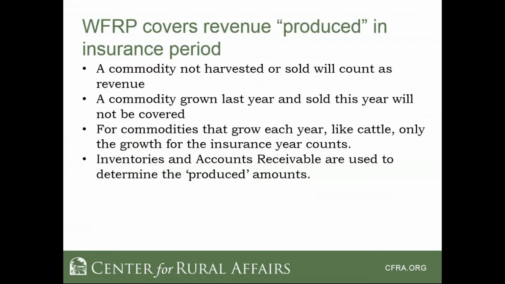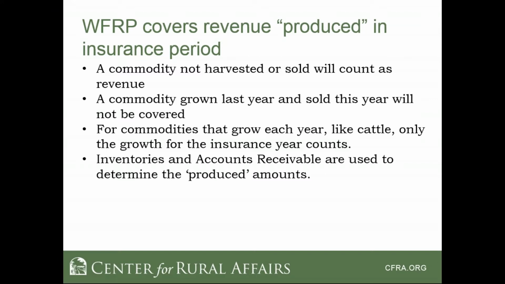There we go. So whole farm covers the revenue produced in the insurance period. A commodity not harvested or sold will actually count as revenue. A commodity grown last year and sold this year will not be covered. For commodities that grow in value each year, like cattle, only the growth in the specified insurance year counts.